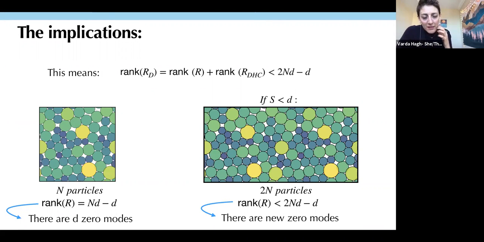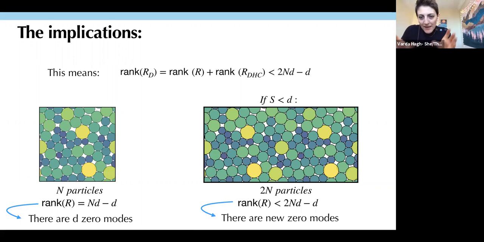So what does this mean? This means that if I have a jammed packing with n particles, and I want it to be jammed and rigid, the only degrees of freedom, or floppy modes or zero modes, whatever you want to call them, that I'm allowing in the system would be the D translations. Therefore, for a jammed packing, the rank of the rigidity matrix will always be ND minus D, and the only zero modes available are these D translations.